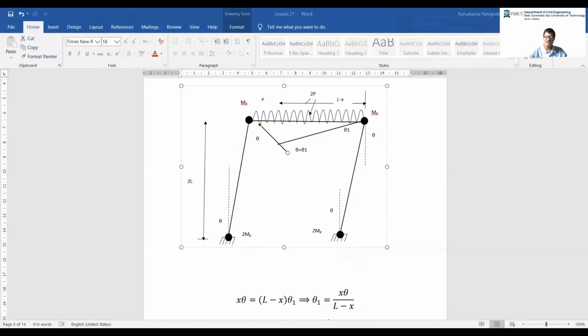Let me clear all the drawings. And what will be here? This will be 2 MP into theta. Here will be no moment, so they will remain as 90 degrees. Here will be MP into theta plus theta 1. Here is MP into theta 1. Here will be MP into theta. Here will be 2 MP into theta. So this is the internal work done. Let us see the calculations.